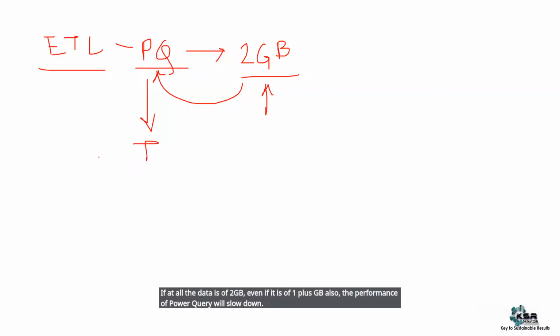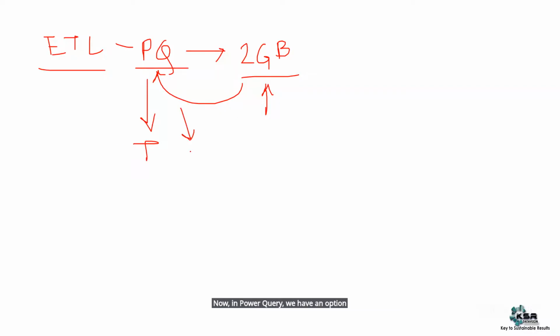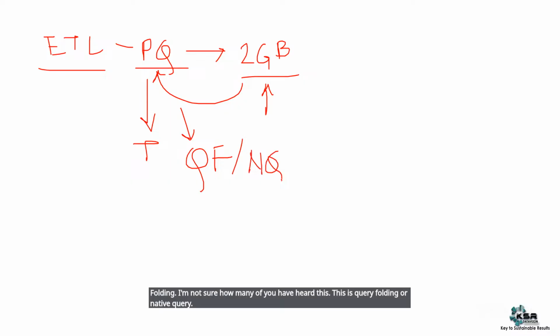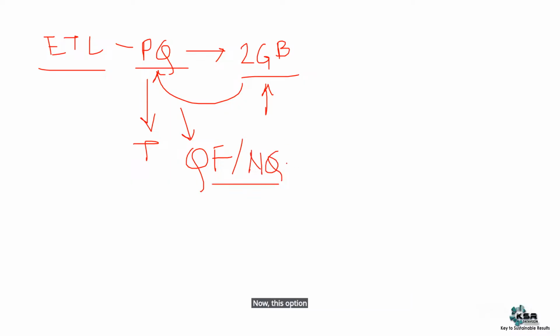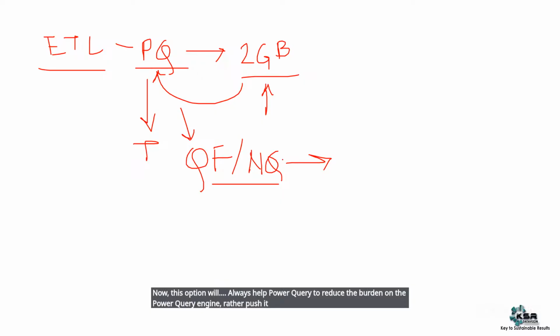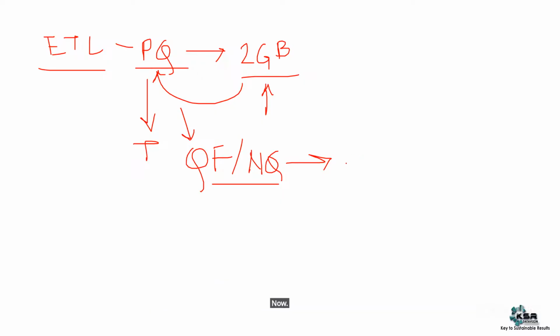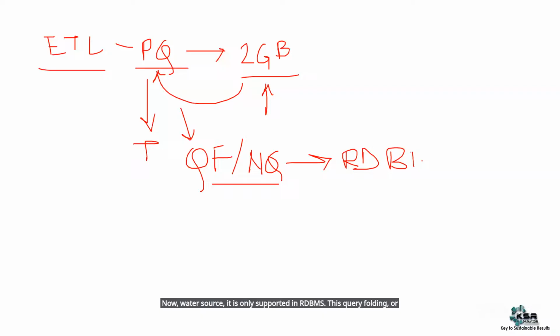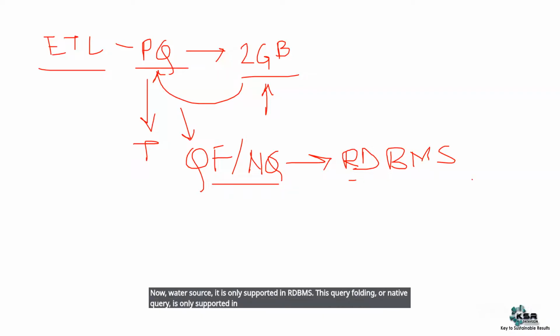Now, in Power Query, we have an option called query folding. I'm not sure how many of you have heard of this. This is query folding, or native query. This option always helps reduce the burden on the Power Query engine, and rather pushes it back to the source. Now, what is the source? Query folding, or native query, is only supported in RDBMS.